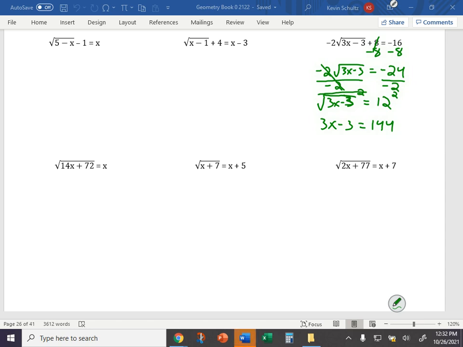Okay? Joe? Now we're going to add the 3. Okay? 3x equals 147. No quadratic equation for this one. Let's go. Caleb? X equals 49. Divide by 3 to get x by itself. X equals 49. Or does it? Let's plug it back in and check.